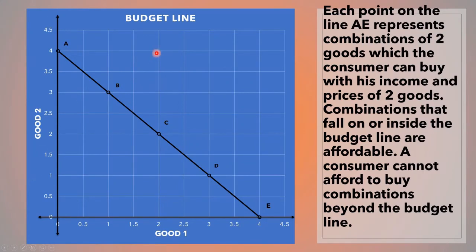So if I have a point, say for example here, which I am depicting, that means I intend to buy 2 units of good 1 and 4 units of good 2. Is it affordable? If I buy 2 units of good 1 along with 4 units of good 2, then I'm spending 60 rupees, which is far above my budget. My budget in this example is 40. So therefore, any combination outside the budget line is not affordable. However, any combination inside the budget line and on the budget line is affordable.